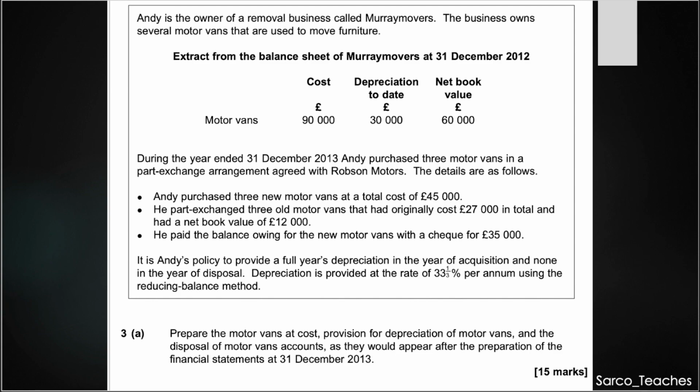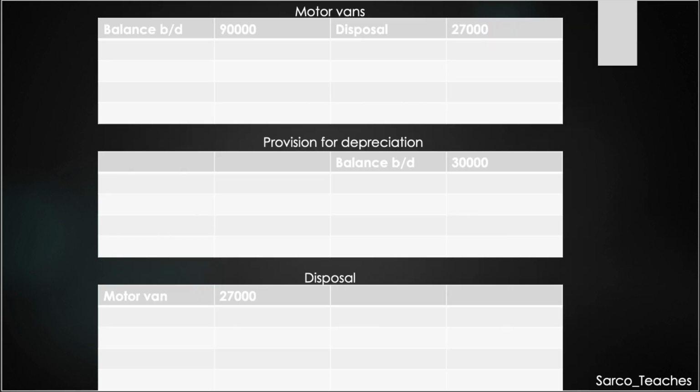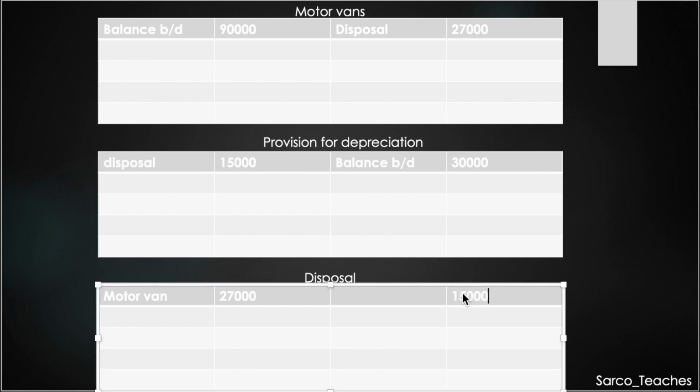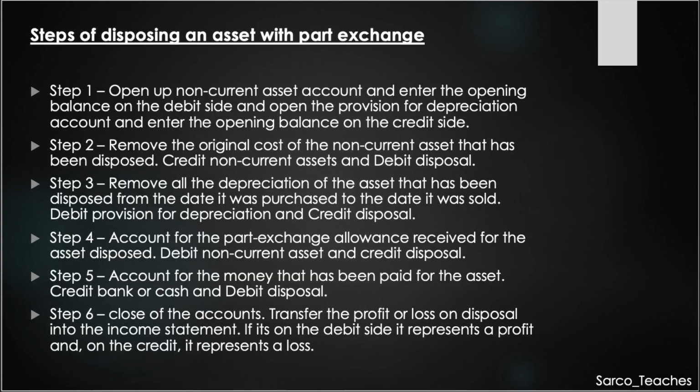So what we do, we go back to our question, and it actually doesn't tell us the provision for depreciation account. However, it gives us the net book value of 12,000. So we do 27,000 minus 12,000, we get the provision for depreciation amount, which is 15,000. So we go into our provision for depreciation account of motor vans, we debit it by 15,000, and we go into our disposal account and credit it by 15,000. Step 3 completed as well.